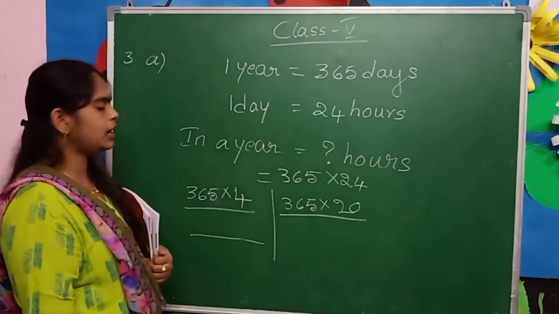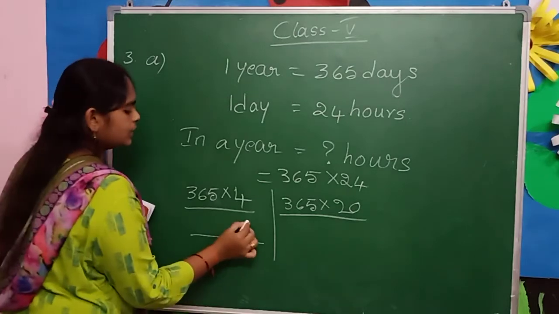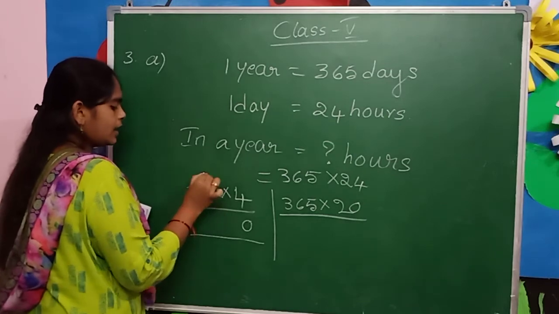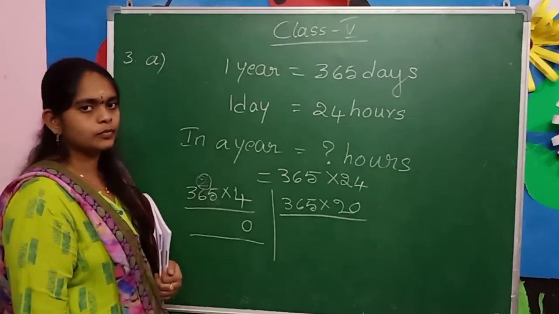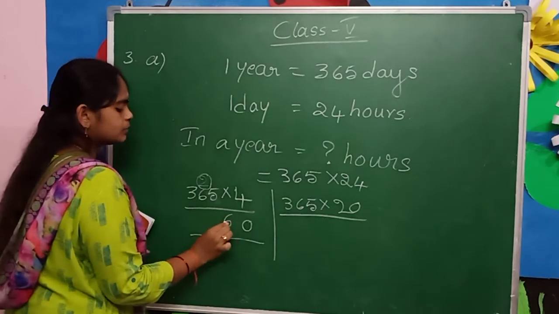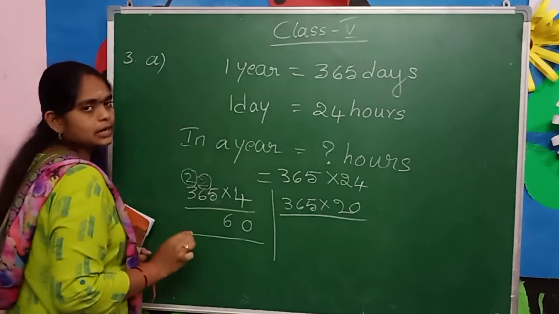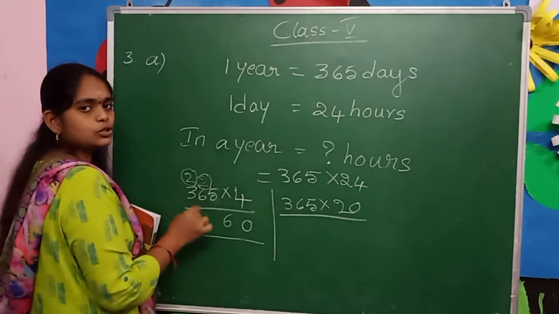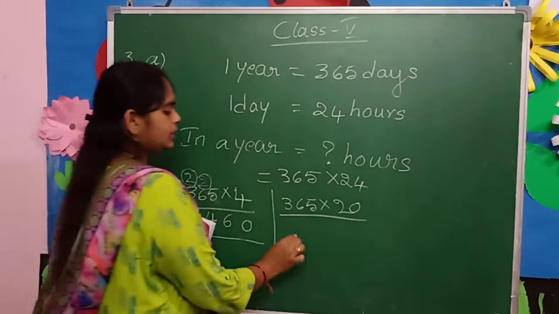4 5s are 20, 4 1s are 4, 4 2s are 8, 4 3s are 12, 4 4s are 16, 4 5s are 20. For 20, we write 0 here and 2 is carry. Right? 4 6s are 24, 24 plus 2, 25, 26. For 26, I am writing 6 here and 2 is carry. Right? 4 3s are 12. 12 plus 2, 14. Right? Yes. Let's go to this side.